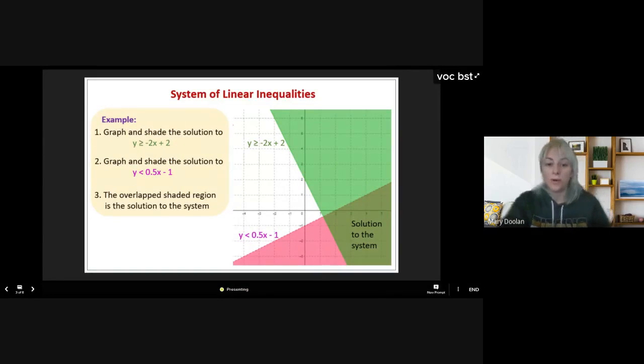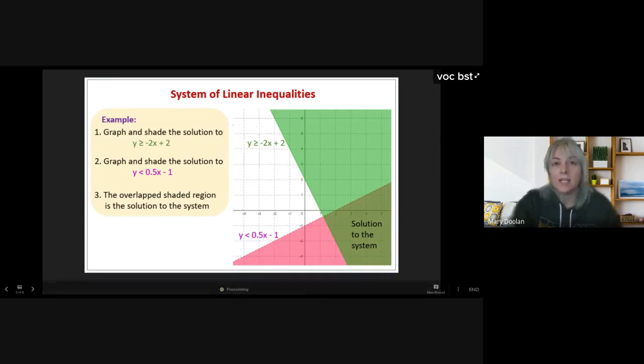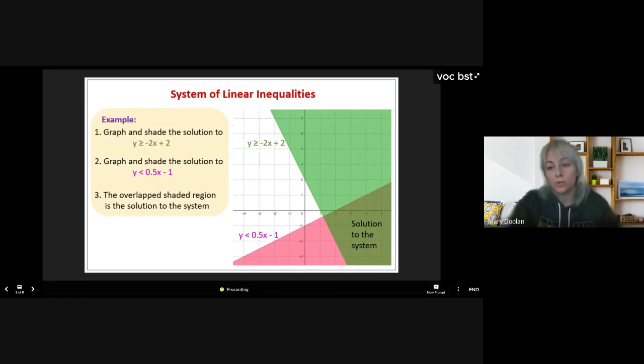Okay, so that video showed you a very detailed example of how you would graph both inequalities and find the solution area. This slide shows the steps you would use to solve a system of linear inequalities with graphing.